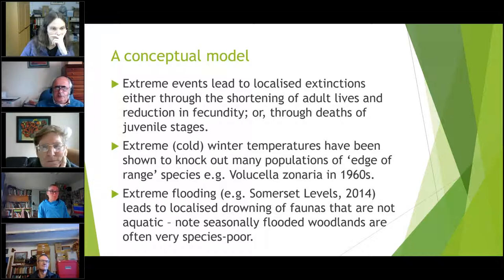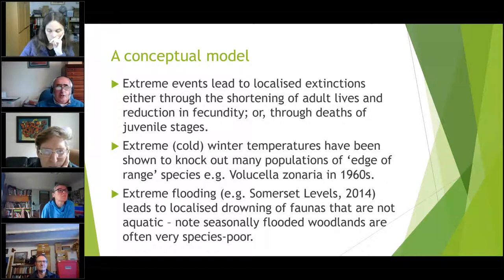The first one is that extreme events lead to localized extinctions. Now, John Wines has brought that up. It's certainly not mine, but nevertheless, it is something that we need to think about. And we need to think about how those extinctions happen. Shortening of adult lives, reduction in fecundity, or the death of juvenile stages. Now, all of those can have some effect and reduce populations.